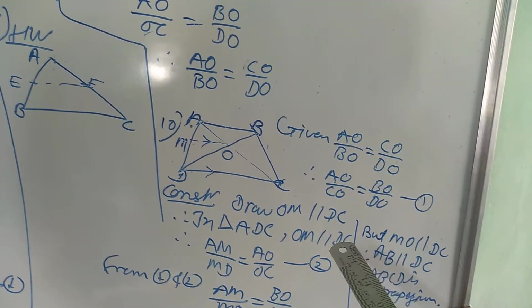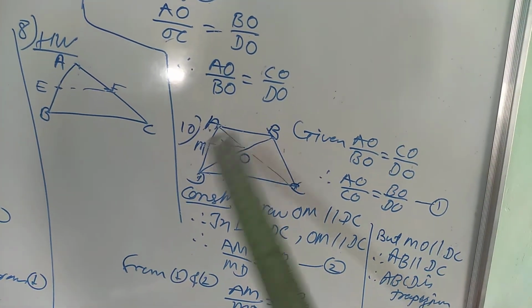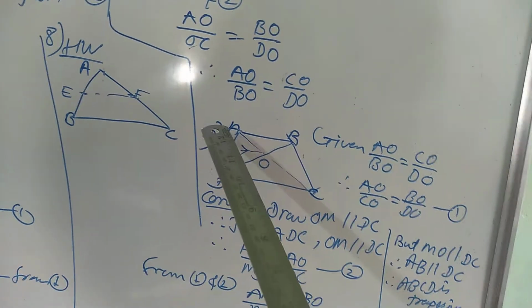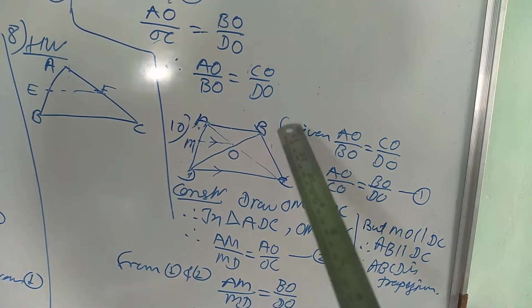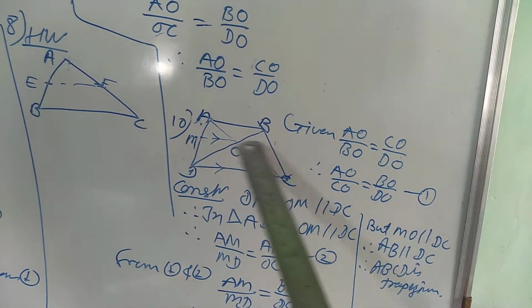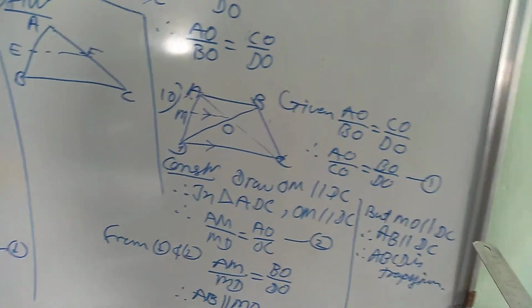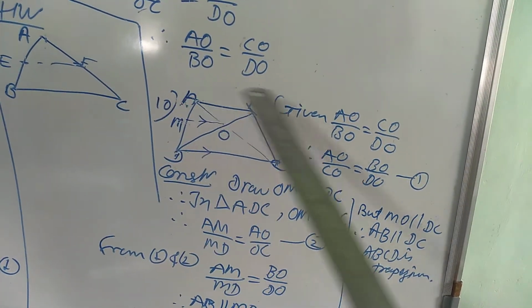The 10th question is just like that. We have to show just the converse of the 9th one. We have to show AB is parallel to DC. What is given to us? It is given that the line is drawn parallel.